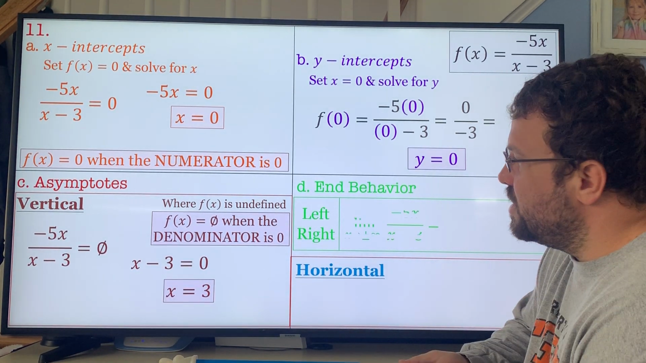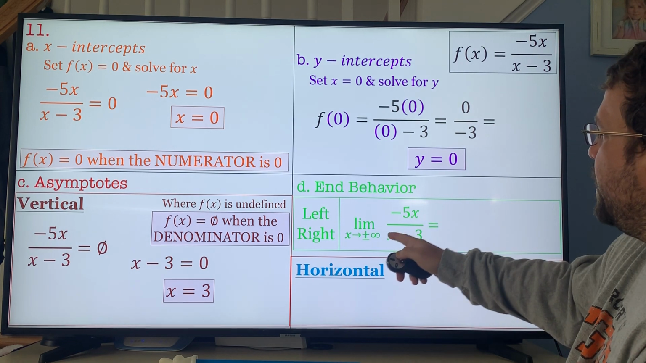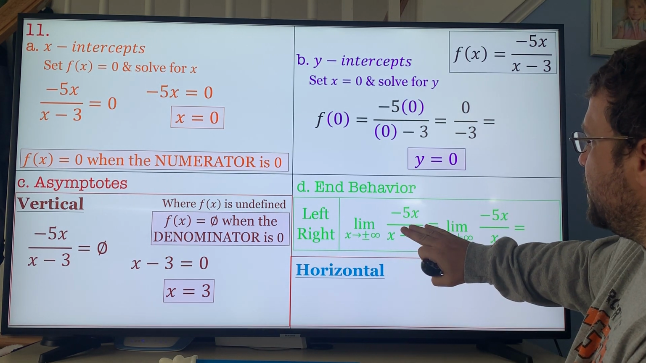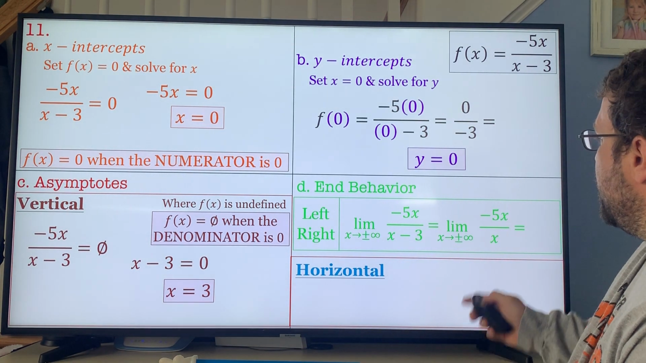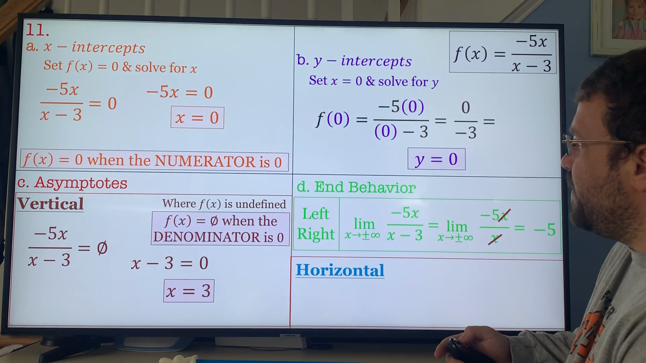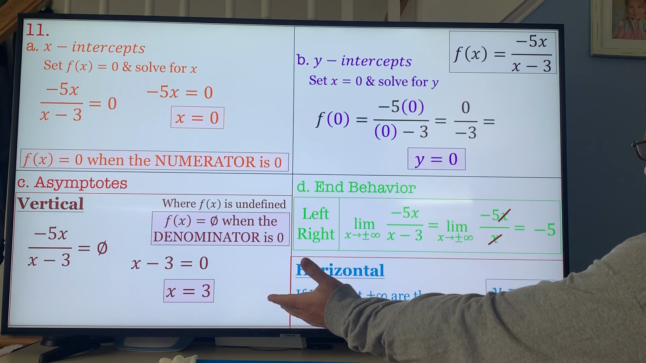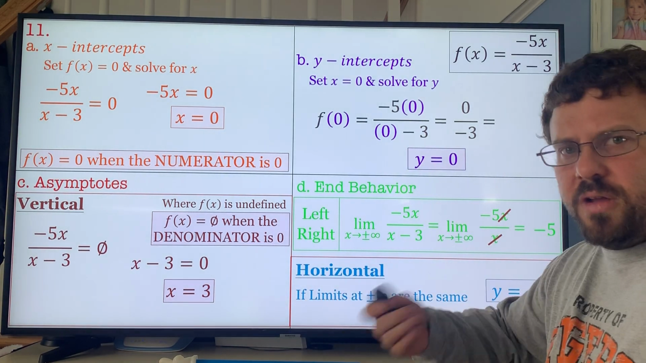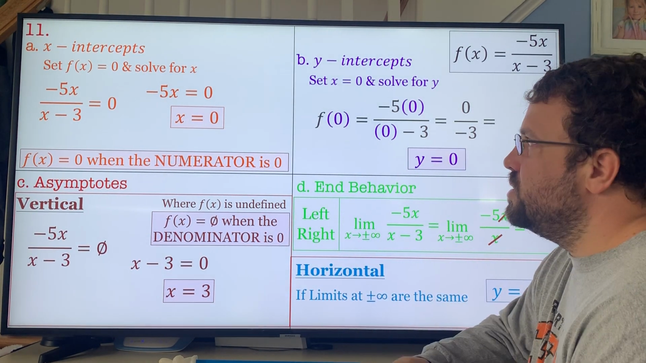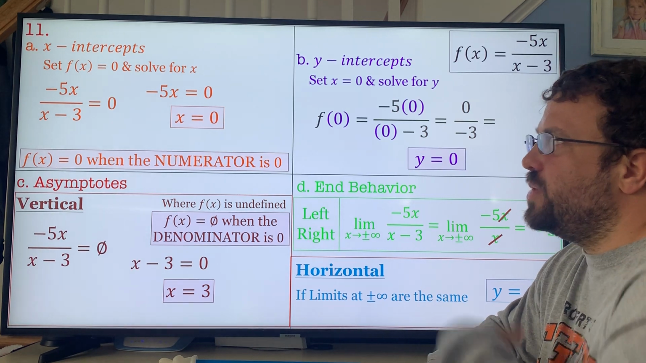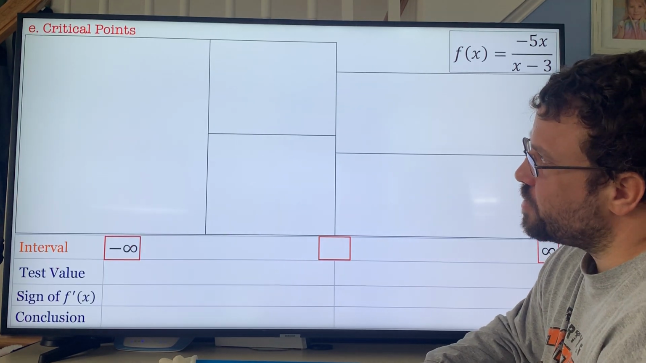Ooh, that's interesting. All right, end behavior: negative 5x over x. We don't need the negative 3 because of L'Hopital's rule. Get rid of the x's, and your answer is negative 5. So our horizontal asymptote is at negative 5. So we got a 3, negative 5, and this. Now you could fill the graph out as soon as you do these, which I usually do. And I usually do that in class, but obviously I don't have two TVs here.